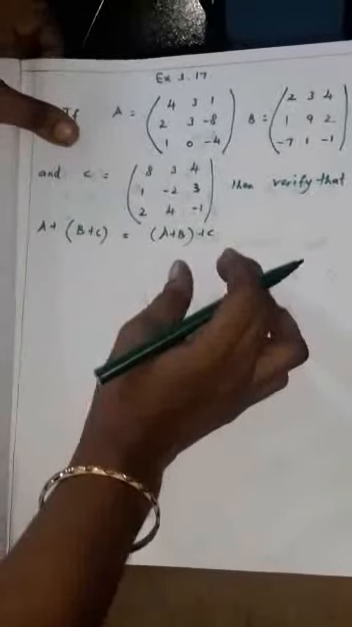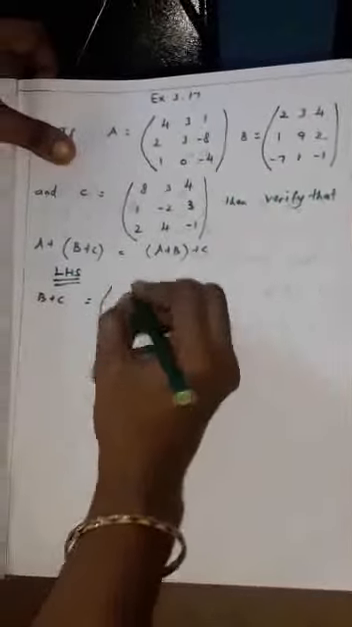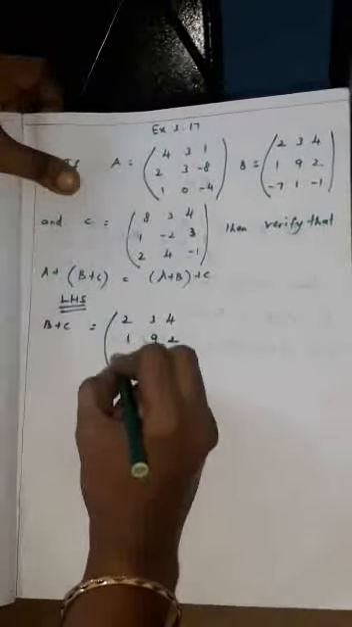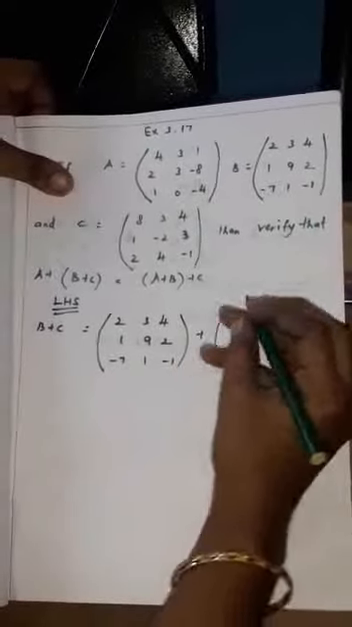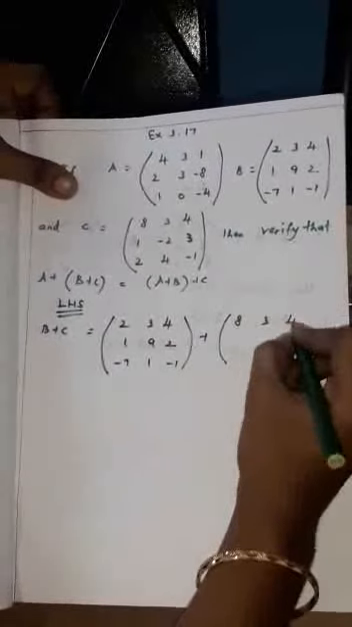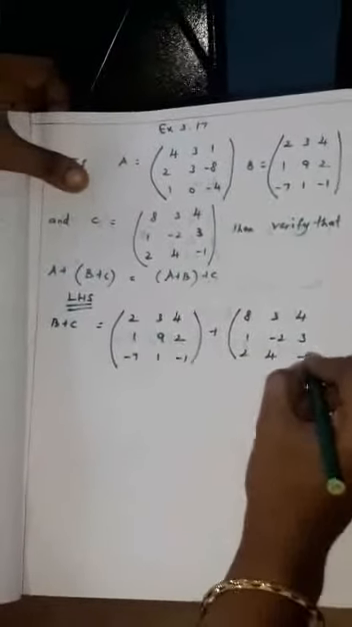So LHS side and then RHS side to prove the answer. First of all, find out the LHS side. On the LHS, first we work out the bracket elements only. First find B + C, equal to the B matrix elements 2, 3, 4, 1, 9, 2, -7, 1, -1 plus the C matrix elements 8, 3, 4, 1, -2, 3, 2, 4, -1.